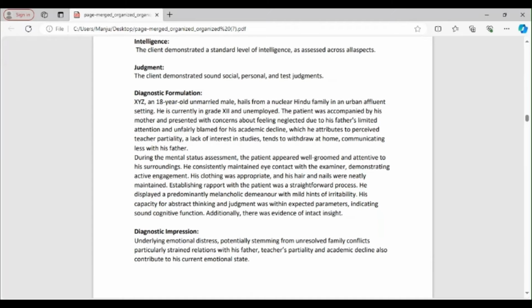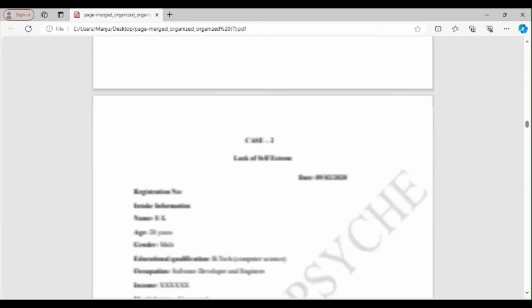In this case, I have not included any test or interview because otherwise the video will become too long. I'll be discussing the interview as well as one tool in the second case. Let's move on to case number 2, which is precisely based on the guidelines provided by IGNOU. So first of all, the case number, title of the case, date and registration number.